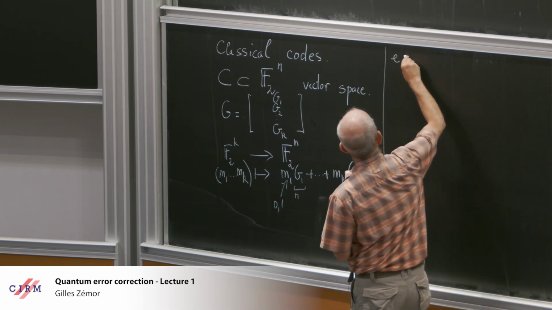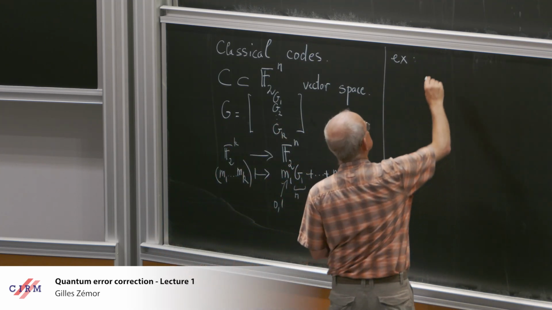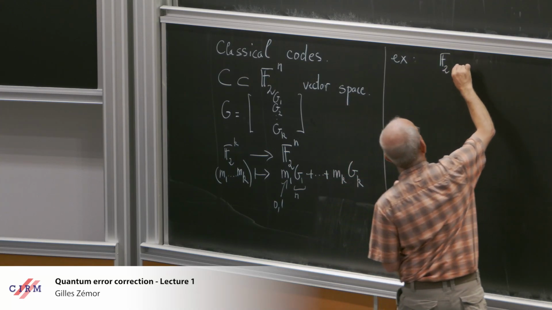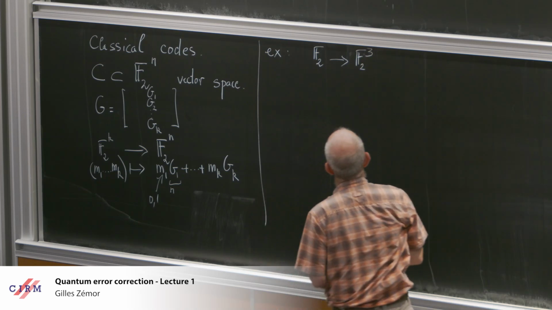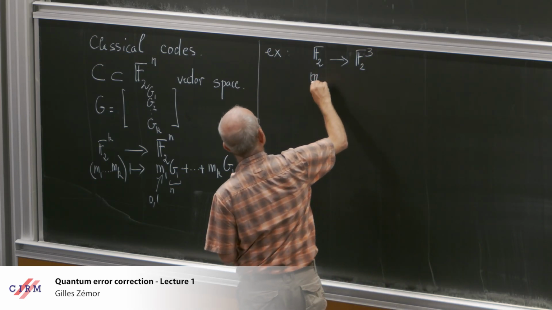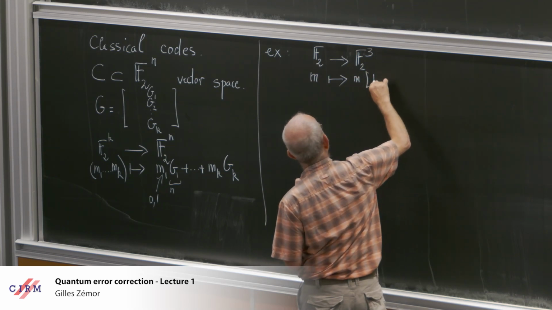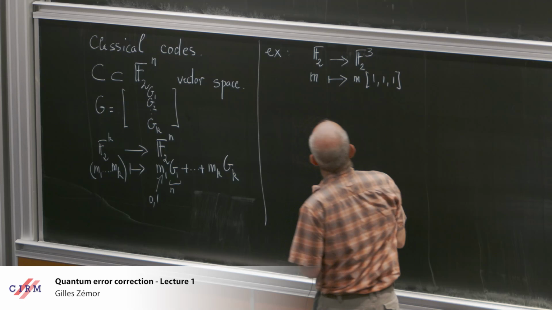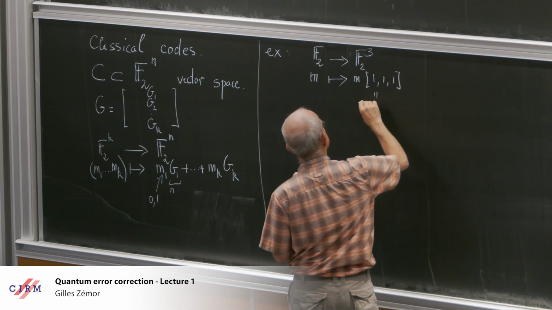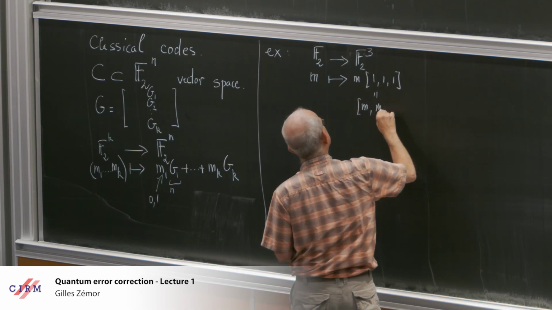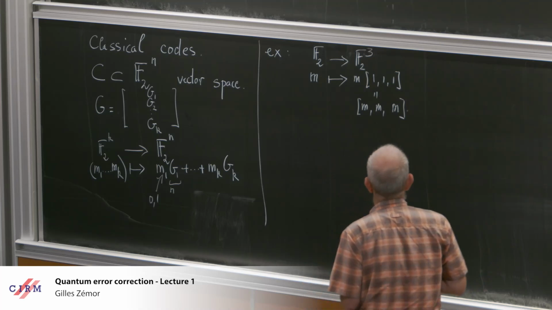So the simplest possible example of an error correcting code is you start from F2, you go to F2 to the 3, and you change bit m into m times the triple 111. So, in other words, you're just repeating m 3 times. So coding doesn't get simpler than this.